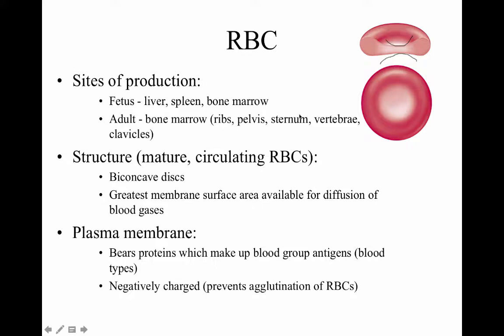The plasma membrane on these red blood cells bears proteins that make up blood group antigens, or blood types. We're going to see these antigens on the plasma membrane that help our immune system determine if these cells should be here or not. The plasma membrane is negatively charged, which prevents agglutination of red blood cells. And agglutination just means to gather or form into a mass.